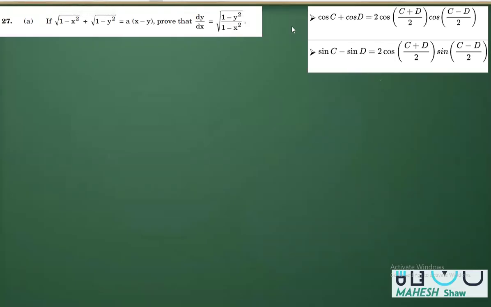In this question from the chapter derivative, which was tested in the board examination 2024, we are given: if x under root 1 minus y square plus y under root 1 minus x square is equal to a times (x minus y), we have to prove dy by dx is equal to whole under root 1 minus y square over 1 minus x square.